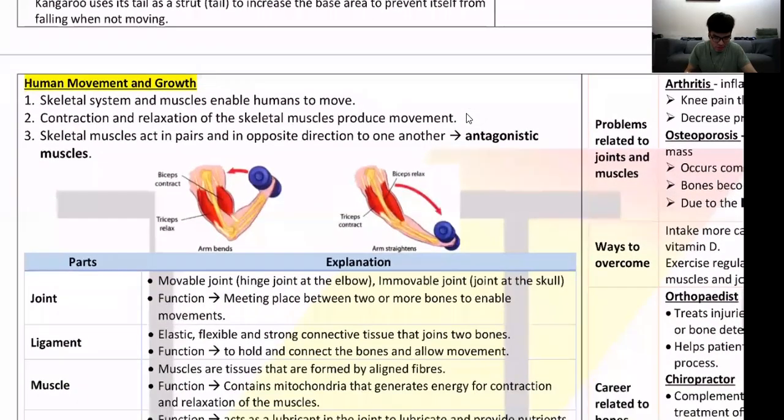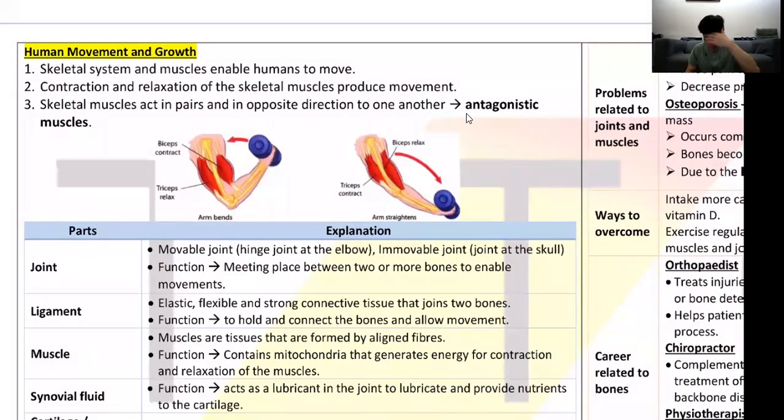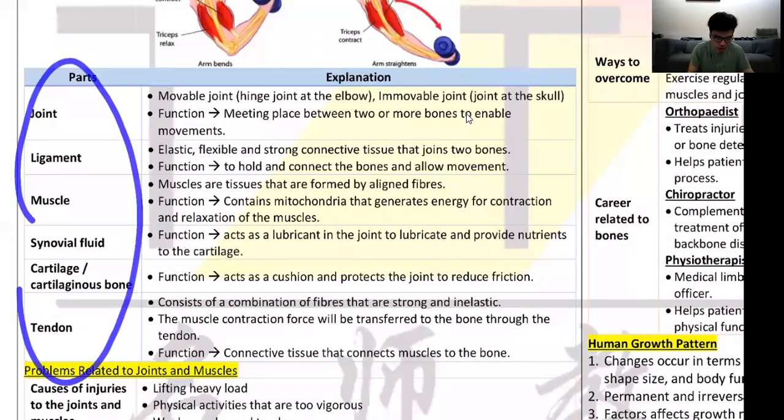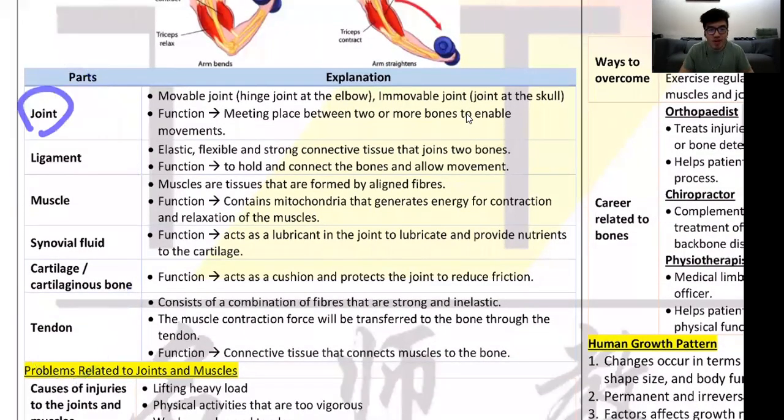All right, and then for movement and growth for humans, okay, so you have these things here. You need to know what they are. So what is a joint? Joint is where two bones join together. Okay, so you have movable joints, like your elbow joint, your shoulder joint, and then you have immovable joints like your skull. Do you know your skull has lines on it? Those are immovable joints. All right.